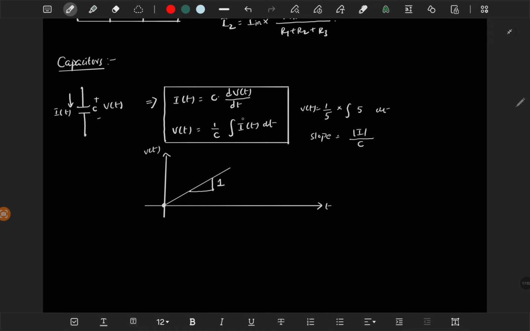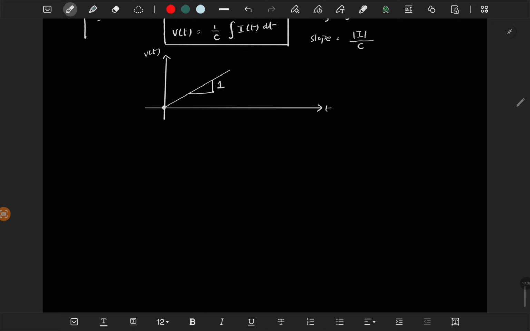So from this, all these equations are okay, but intuitively you should say, if you are pumping some current, then there is voltage built up across the capacitor. If you are pumping more current into a capacitor, then there will be more voltage built up across the capacitor. If you are pumping less current into the capacitor, then there is less voltage built up across the capacitor.